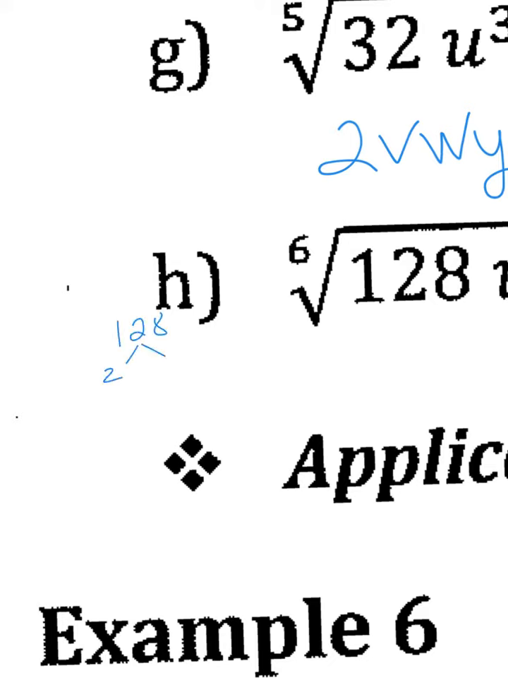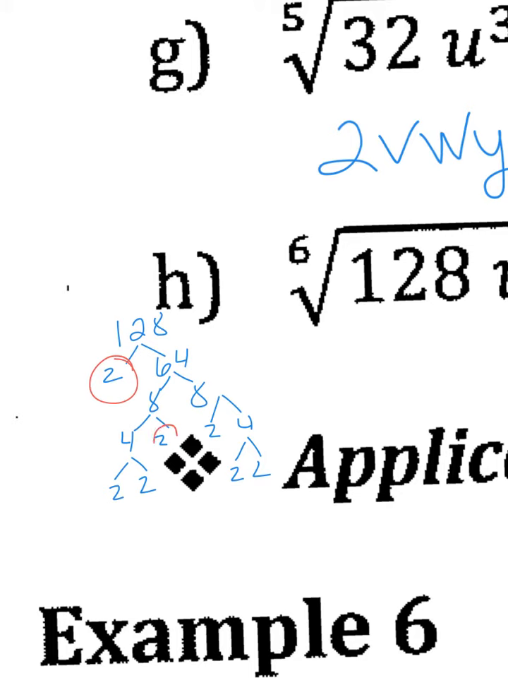128 is 2 times 64. 64 is 8 times 8. 8 is 4 times 2. 4 is 2 times 2. 8 is 4 times 2, and 4 is 2 times 2. And we're going to circle all those prime numbers.